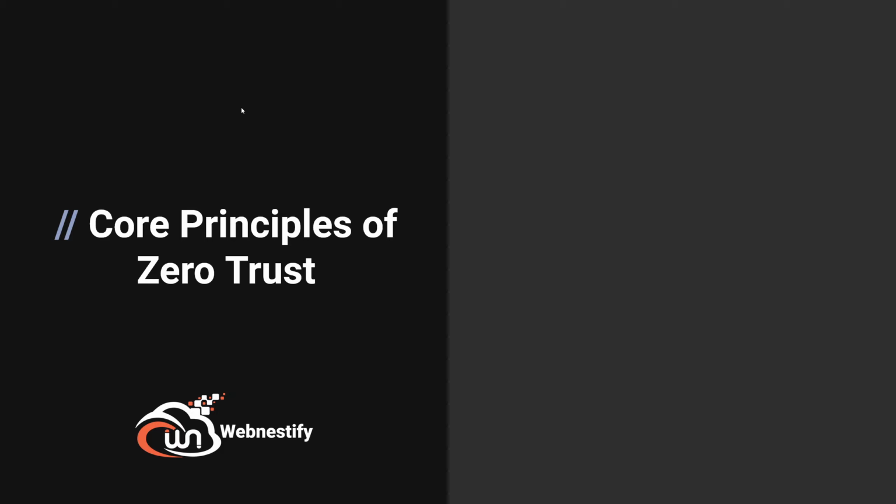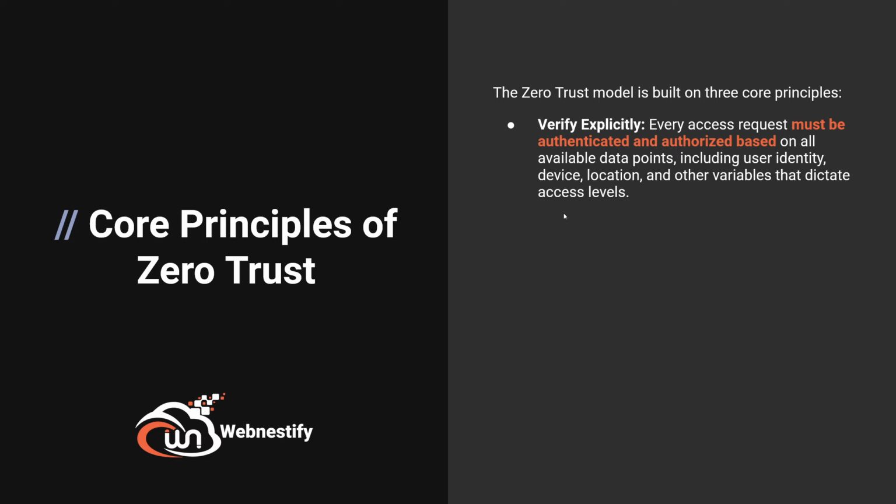So what are the core principles of zero trust? The zero trust model is built on three core principles. First one is verify explicitly. Every access request must be authenticated and authorized based on all available data points, including user identity, device, location, and other variables that dictate access levels.